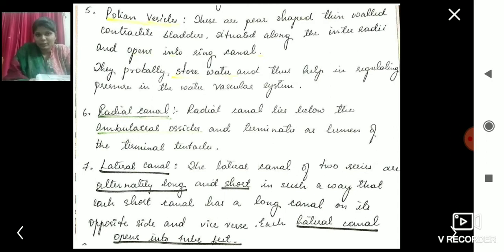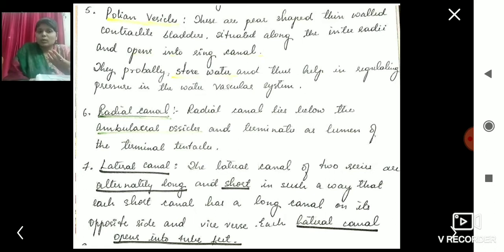So they maintain the pressure of the water which is entering inside the body, because these small minute pores are there, which is facilitating the water to come inside the body, isn't it? So some pressure will be there, so that pressure has to be maintained by these vesicles, or they are facilitating pressure maintenance.